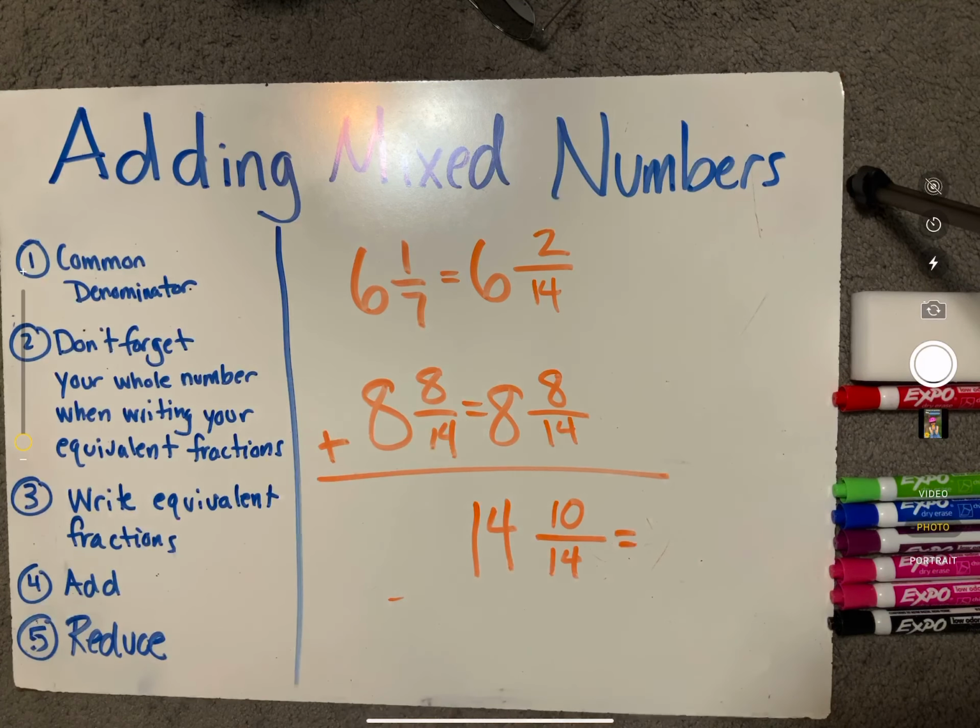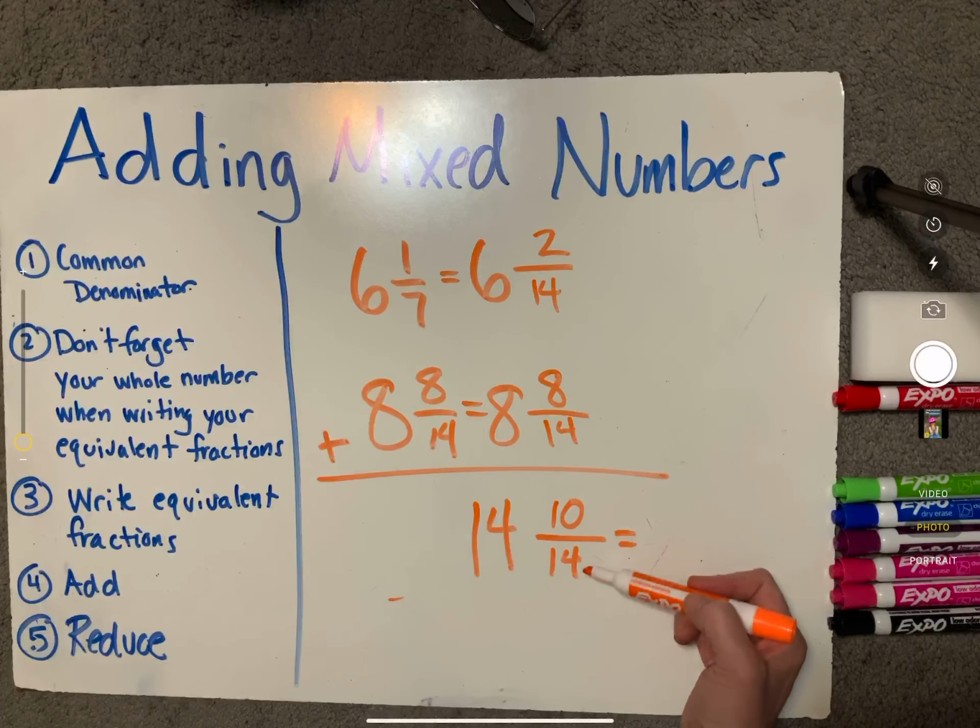We're not in lowest terms yet because the 10 and the 14 are both even. So 10 divided by 2 is 5, and 14 divided by 2 is 7. So our final answer is 14 5/7. Okay.